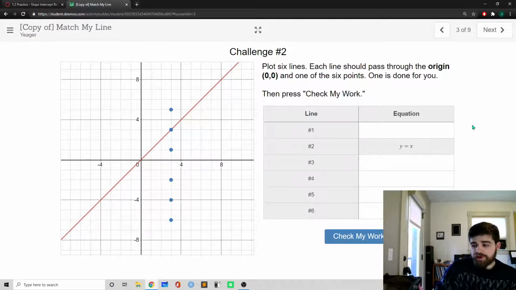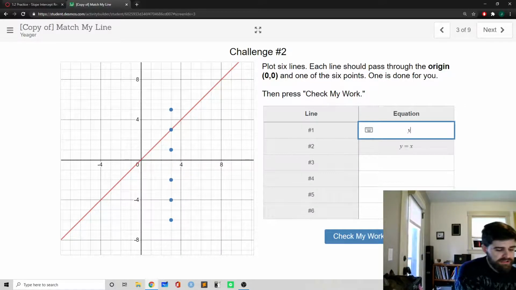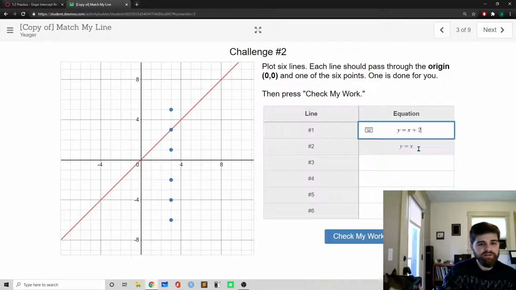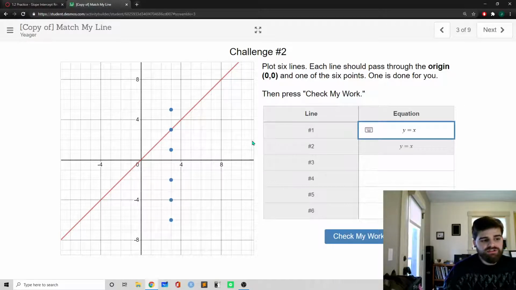Alright, for the next part, you got to do a bunch of lines. So this will be some really good practice about how to move our line around. So notice that it says that each line should pass through the origin. So every line has to go through 0, 0. So none of these equations are going to have a number on the end. Because if we add a number on the end, then we'll slide our graph up or down if it's a negative number. So all we're going to do here is manipulate our slope.